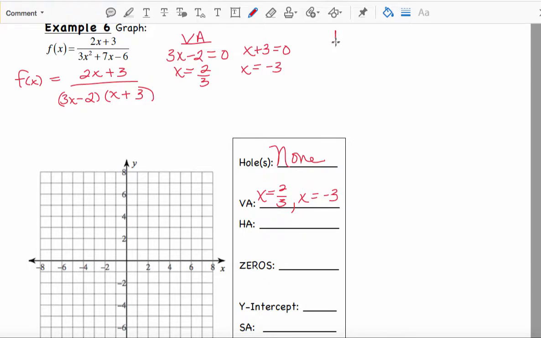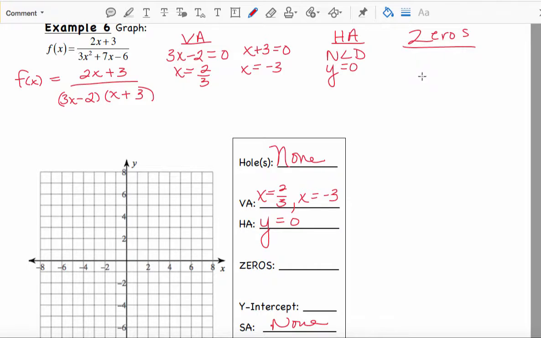Horizontal asymptotes, you're going to compare the degree of your numerator to the denominator. The degree of the numerator is less than the denominator. So that means y equals 0, or the x-axis, is going to be your horizontal asymptote. That wipes out a slant. There is no slant.